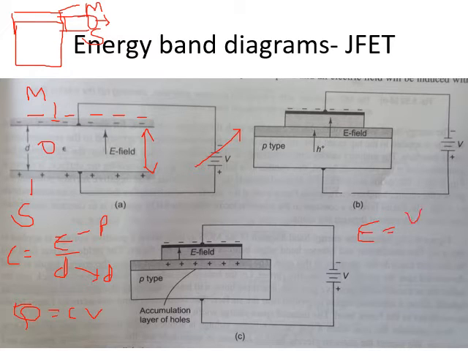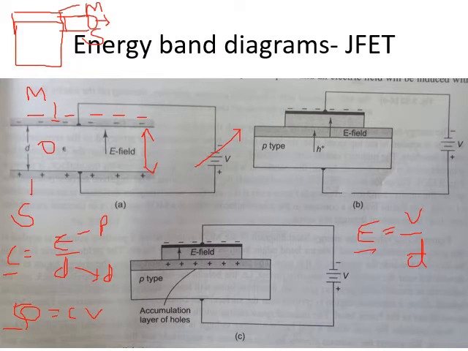E equals V by d, right? Where E is the magnitude of the electric field, V is the potential and d is the distance. So these three equations we need to remember: first C, the second Q, third E. C, Q, E, right? These three equations are important whenever we go through a MOSFET.